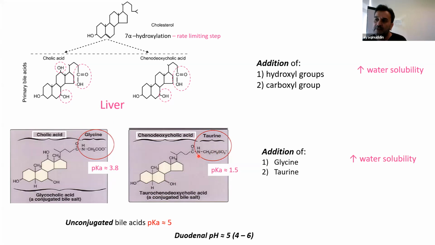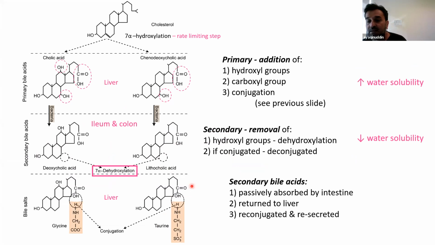And because these compounds are ionizable, they can easily bind to sodium or potassium, giving rise to primary bile salts. Now, once the bile reaches the ileum, there is deconjugation. That means the taurine and glycine are removed, and there is dehydroxylation, resulting in the formation of the secondary bile acids.